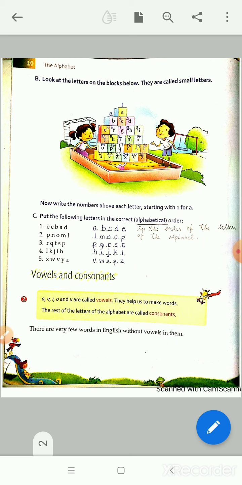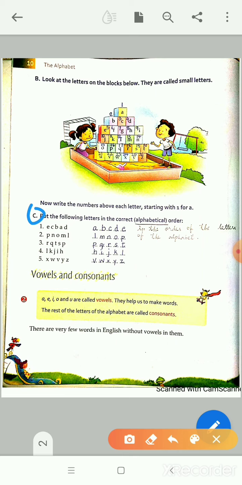Students, open your books to page number 10. This is your grammar book, page number 10. And today let's start with question number C. Put the following letters in the correct alphabetical order.